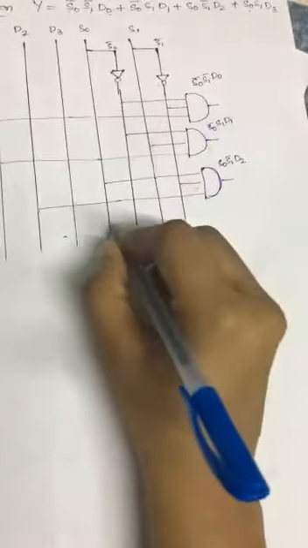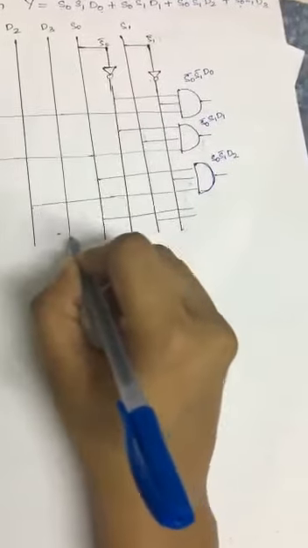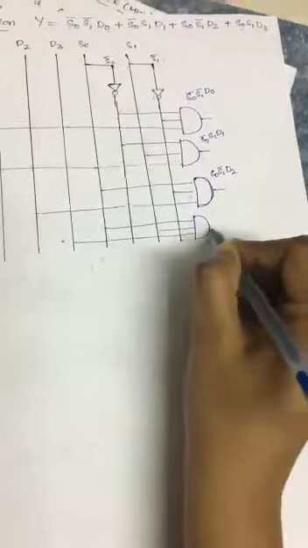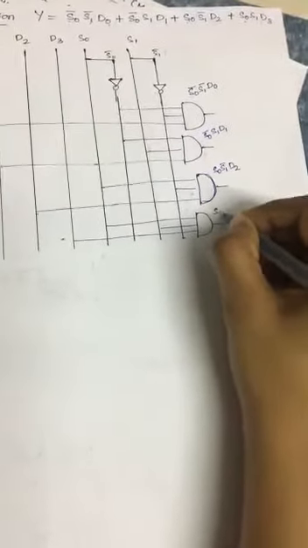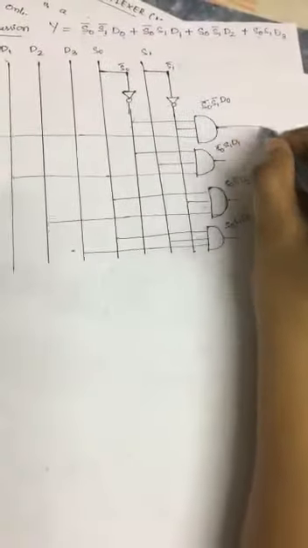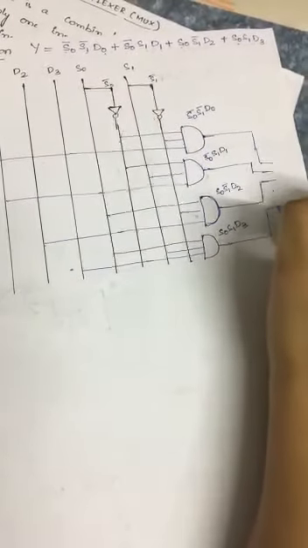And next I am going to have S naught, S1, D3. So I am taking the inputs S naught, S1 and D3. Again I am connecting all these 3 inputs to an AND gate, so that I am going to get S naught, S1 and D3. And all these AND gates are connected to an OR gate.